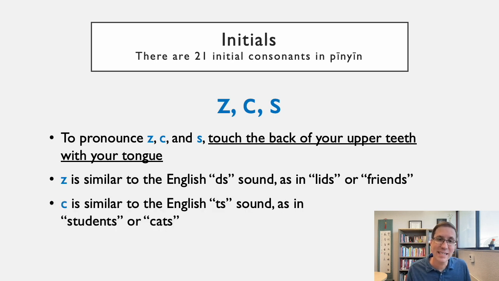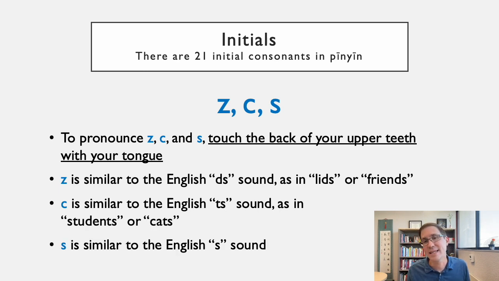The C is similar to the English TS sound, as in students or cats. 好的，跟我说c. And the S is similar to the English S sound. 跟我说 s.